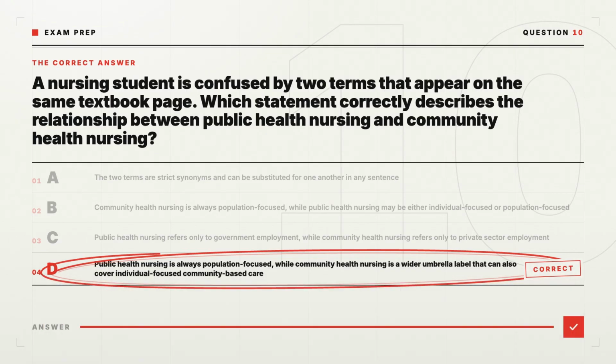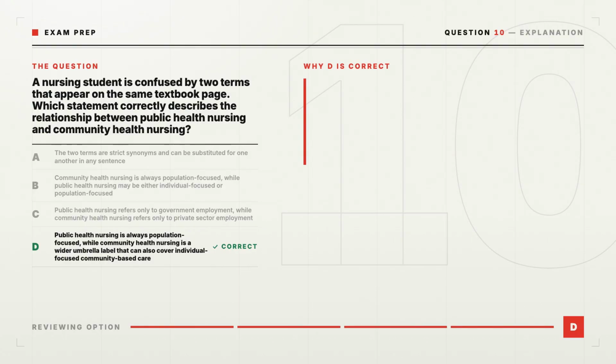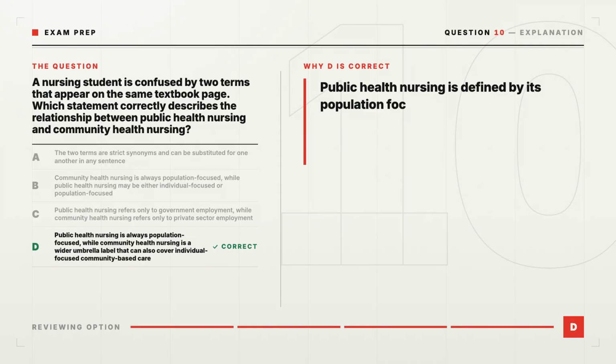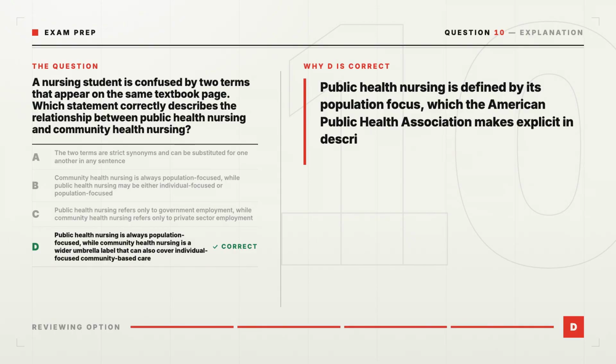individual focused community-based care. D is correct because public health nursing is defined by its population focus, which the American Public Health Association makes explicit in describing it as population-focused nursing. Community health nursing is a looser label for nursing practiced in community settings and often includes community-based individual care alongside population work. When a source uses community health nursing, the surrounding context has to be read to see which sense is meant.